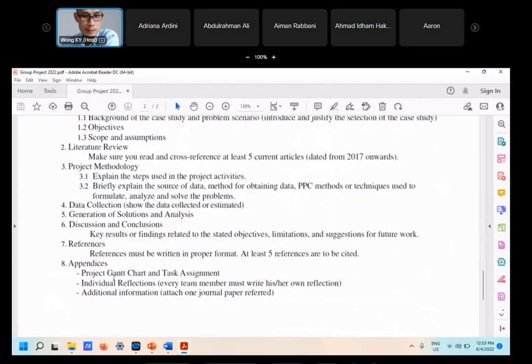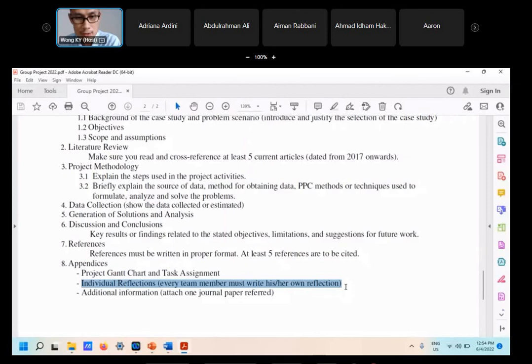I need to remind you that you have to submit your reflections. In the appendices, you have to attach the Gantt chart and task assignment. I want to know which member is doing which task. And each of you must write your reflections. You know what is reflection, right? Anyone doesn't know what is reflection?